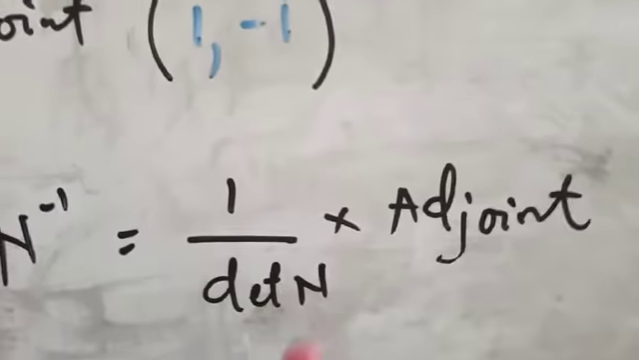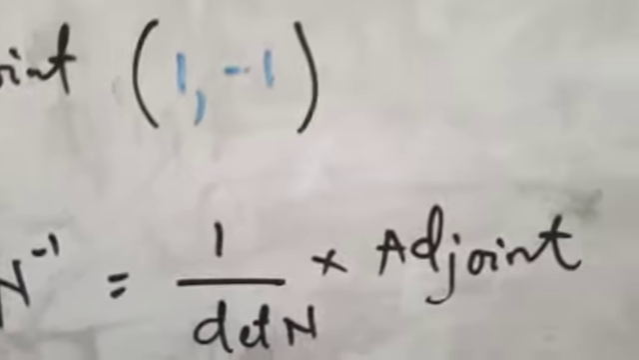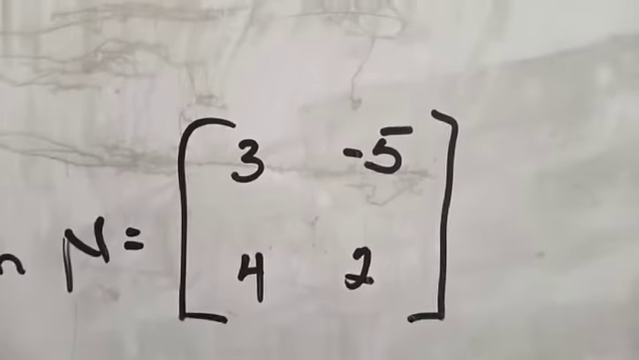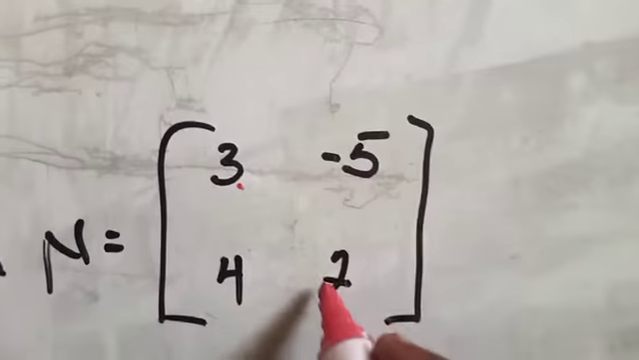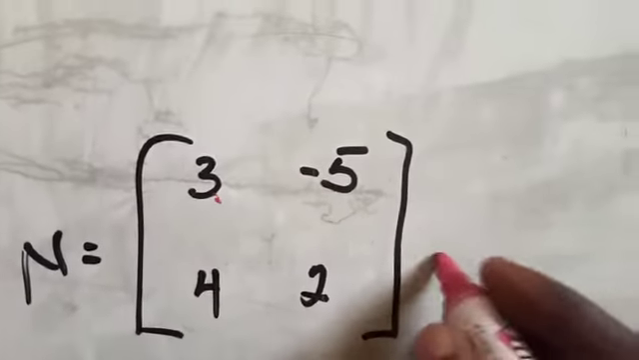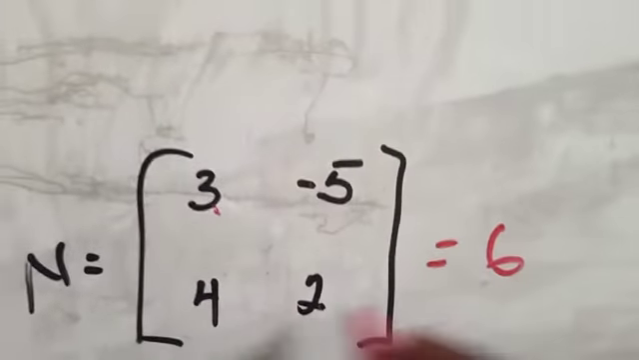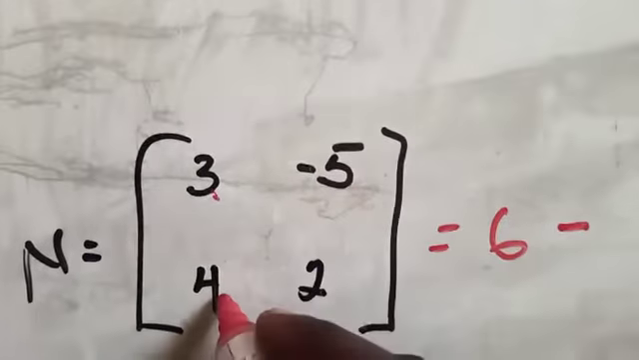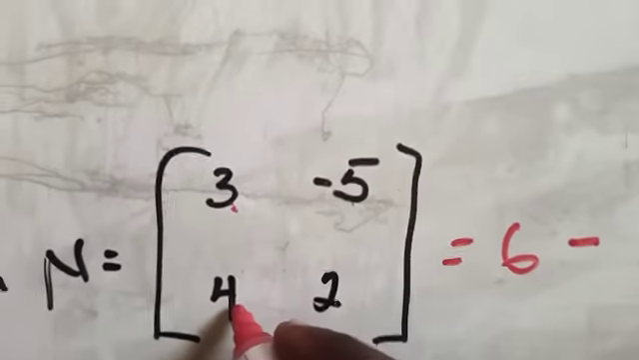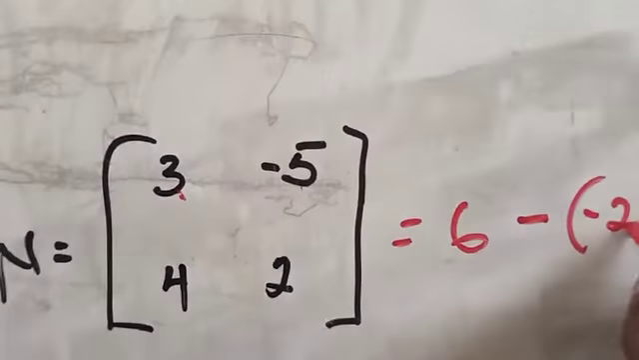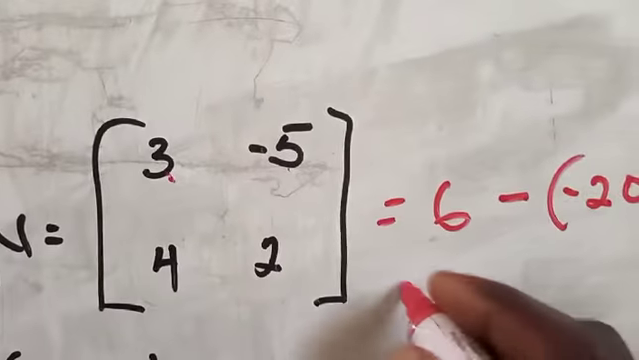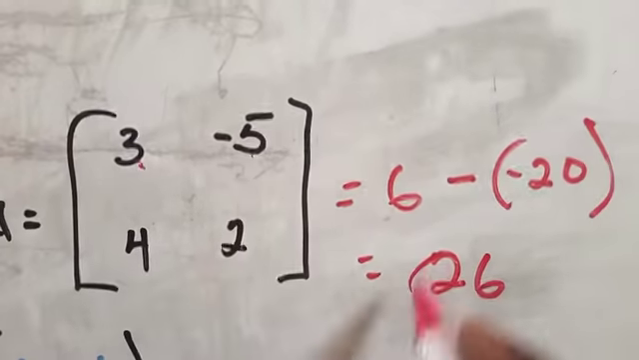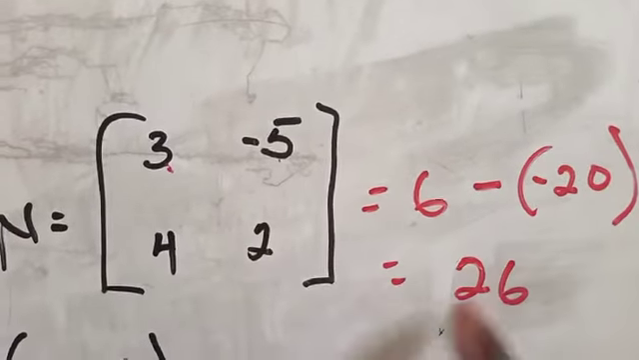Now, for the determinant of a 2 by 2 matrix, you multiply this by this. So 3 multiplied by 2 is equal to 6, and then minus whatever you are going to have here. So negative 5 multiplied by 4 will give us negative 20. The answer to this will give us 26. So this is what we call the determinant. This is what it is for a 2 by 2 matrix.